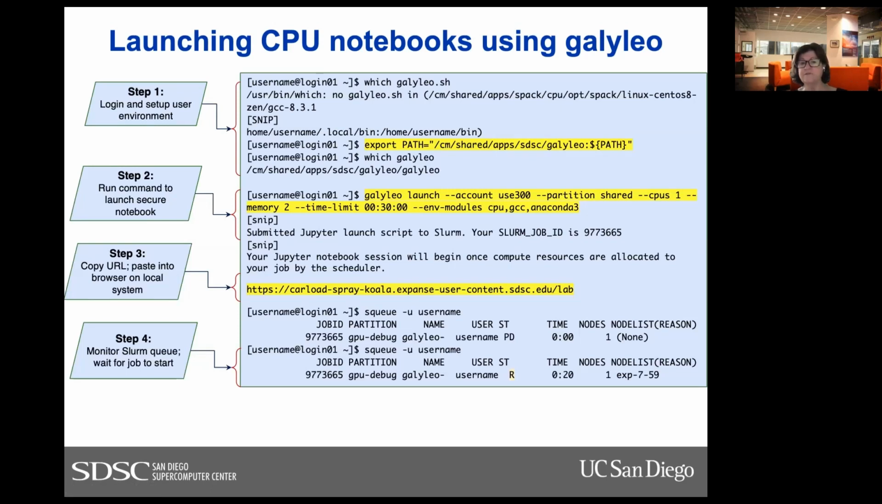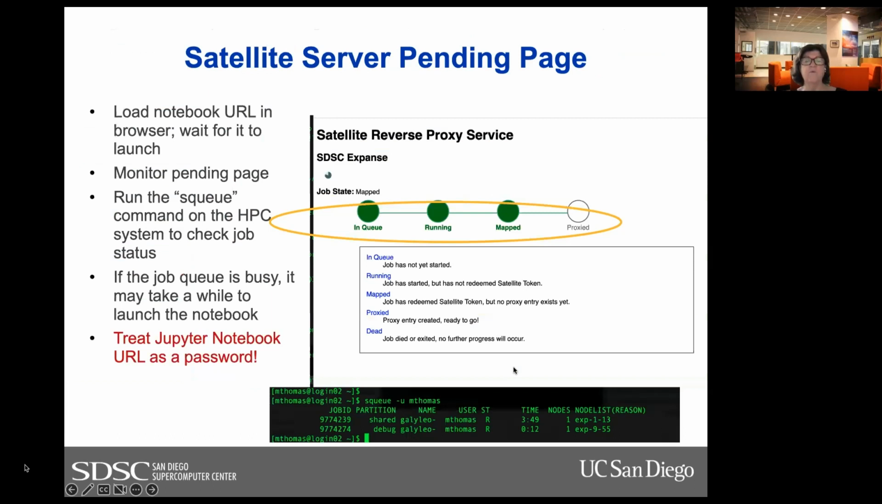And again, it's a secure one. So now this is your password to your system. And so then you launch your browser, put that in the browser, and you have to wait while you're waiting and waiting for the job to be allocated a resource and then launched. At some point, and I'm monitoring this separately, you'll see, oh, it's running, and then things will start happening for you. What we do is when you go to that URL, you'll get a pending page from the satellite server.